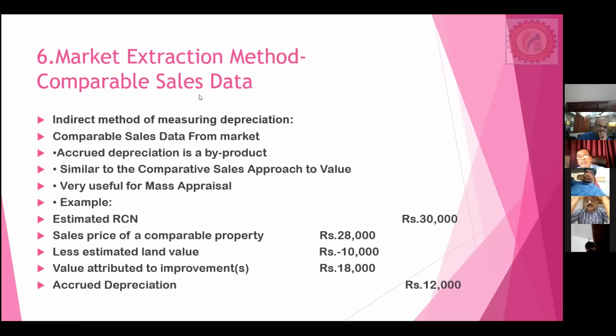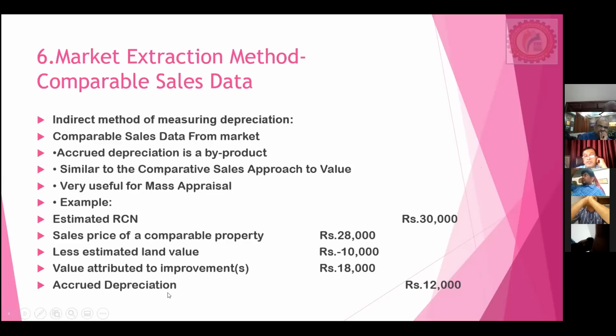Before determining the depreciation from the market extraction method, what is to be done is to deduct the land value. That means 28,000 minus 10,000, the value attributable to the improvements. Improvements means the building. It is 18,000 only. So 18,000 will be the market value of that building.